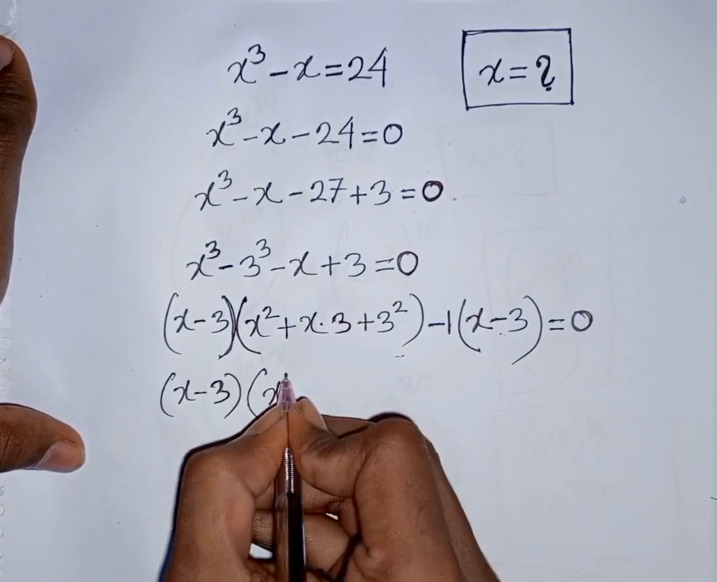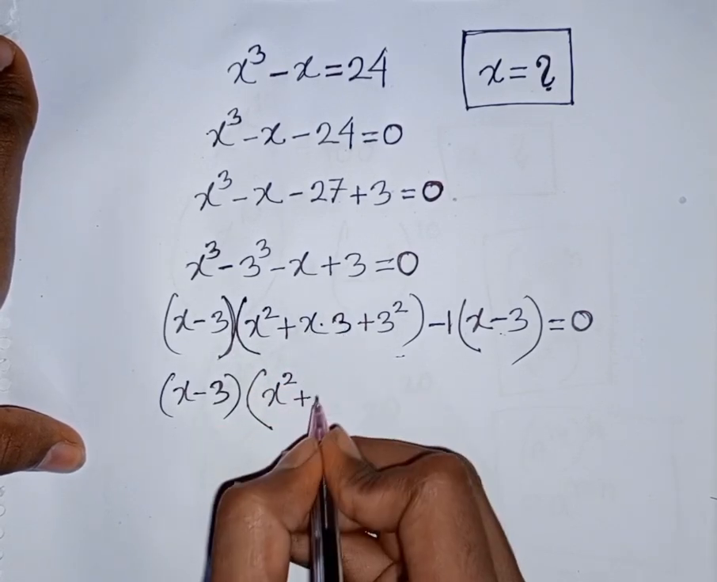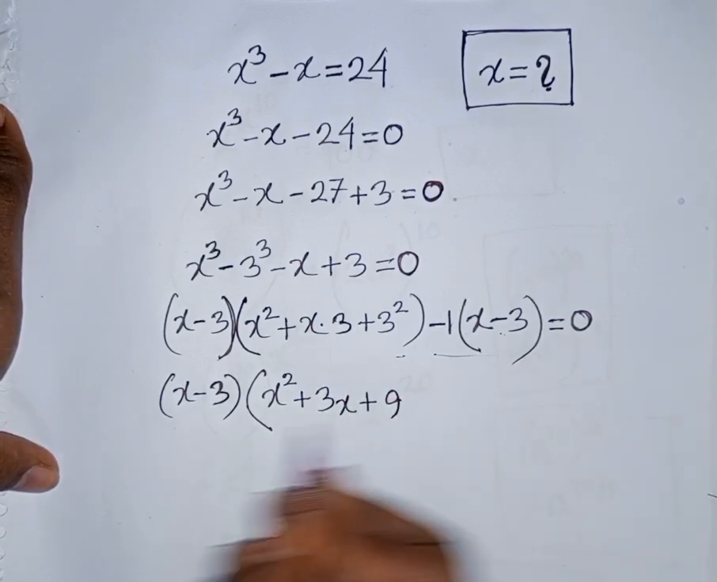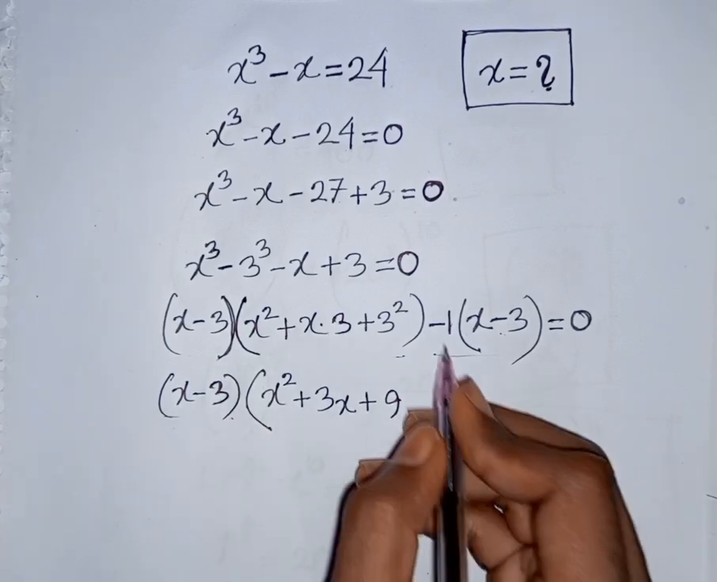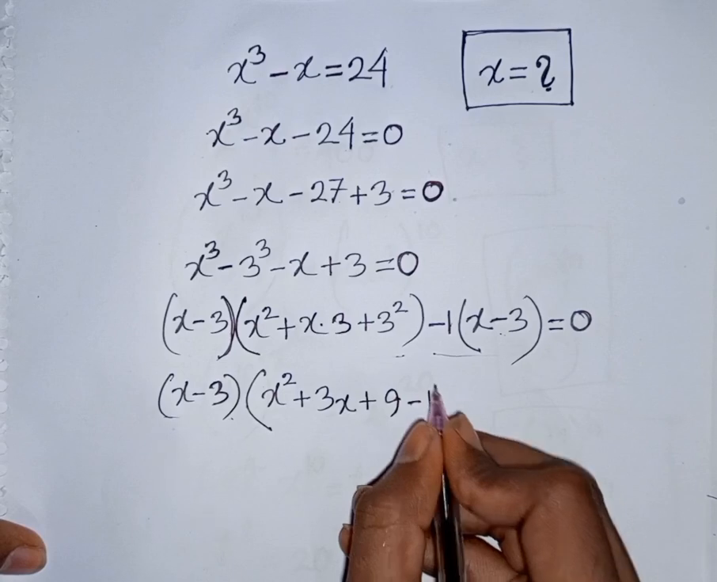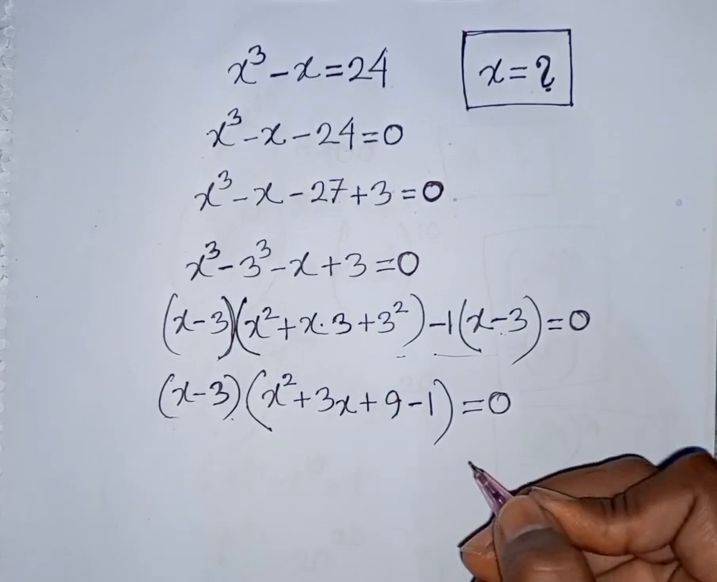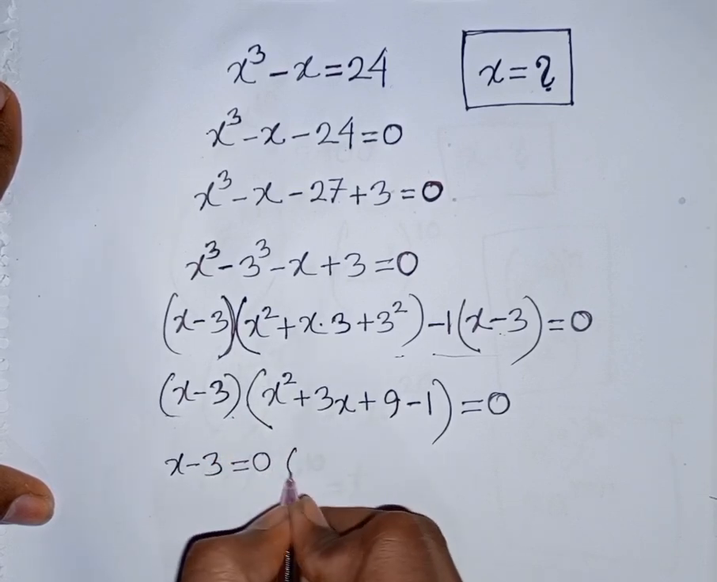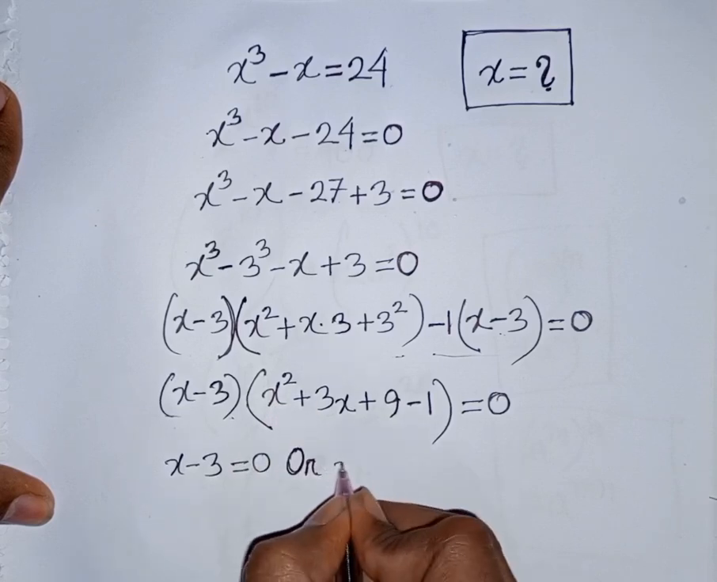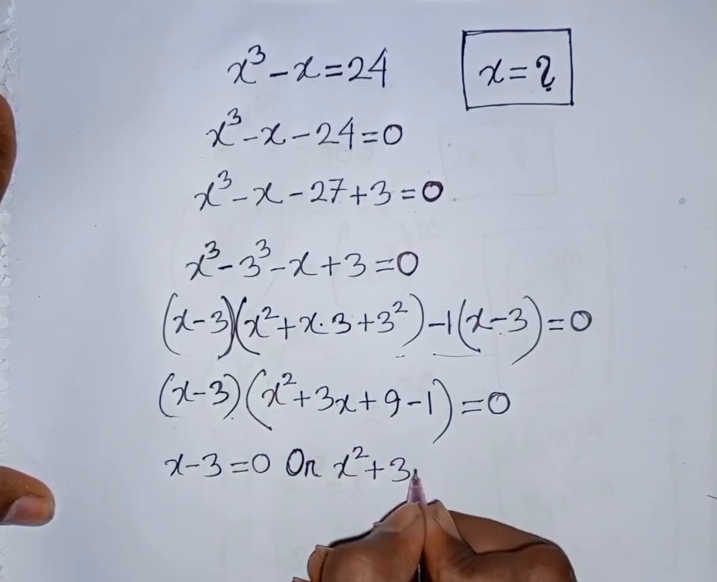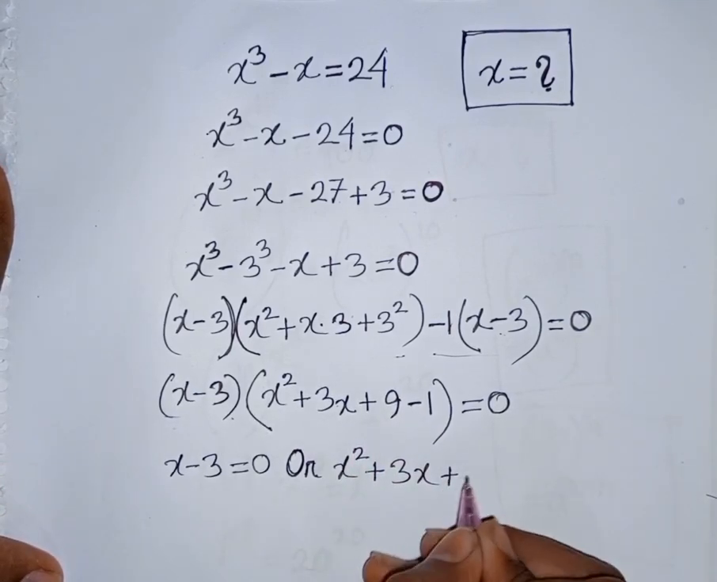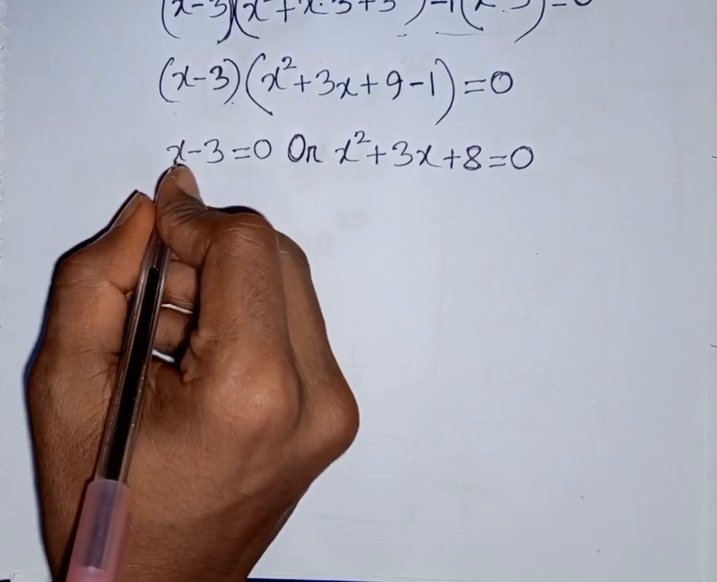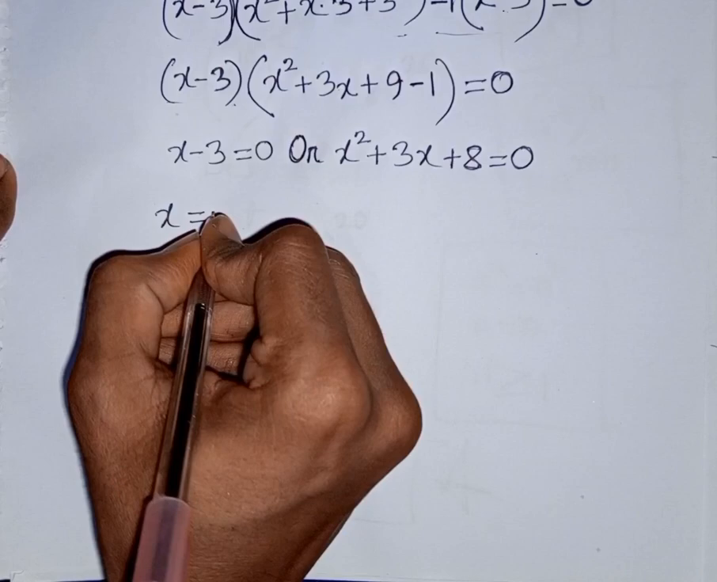So we have x square plus x times 3, that means it will be 3x. Then plus 3 is same as plus 9. Then this divided by this, so x minus 3 will be cancelled. So here minus 1, then bracket close is equal to 0. Now we can write here x minus 3 is equal to 0, or x square plus 3x, then plus 9 minus 1, that means it will be plus 8, then is equal to 0. Now we can write here x is equal to this minus 3 take to the right side, so this will be plus 3.